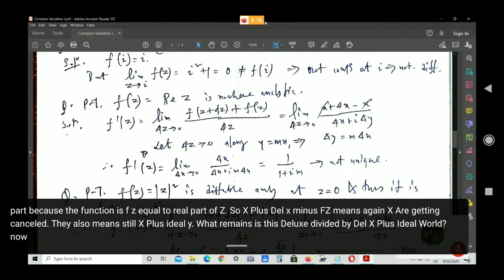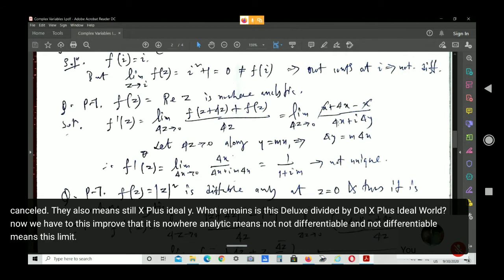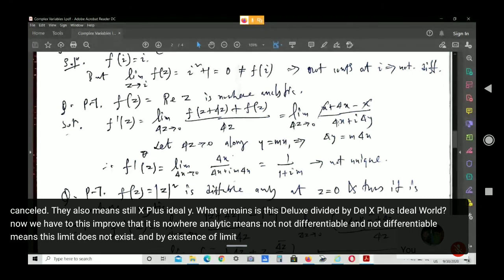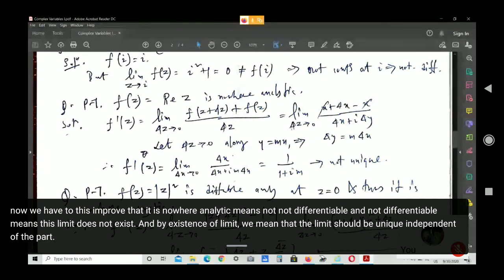Now we have to prove that it is nowhere analytic, meaning not differentiable, and not differentiable means this limit does not exist. And by existence of limit we mean that the limit should be unique, independent of the path through which del z tends to 0. So you can show that the value of this limit is different for different paths.